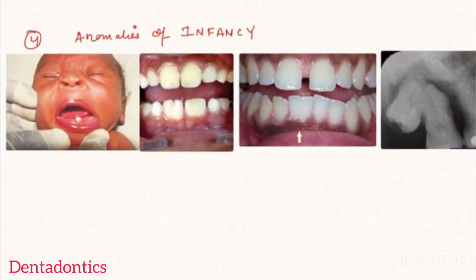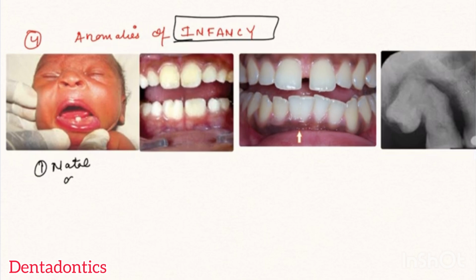Now coming to the anomalies of the infancy, the first will be natal and neonatal tooth. This I have already explained in my previous videos. You can go back to my channel and see the previous videos on natal and neonatal teeth.